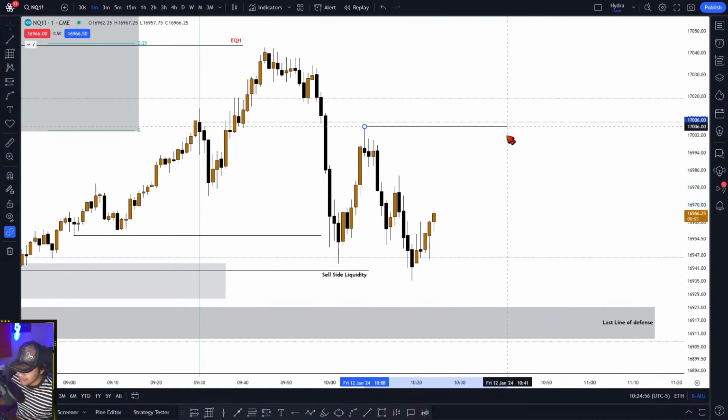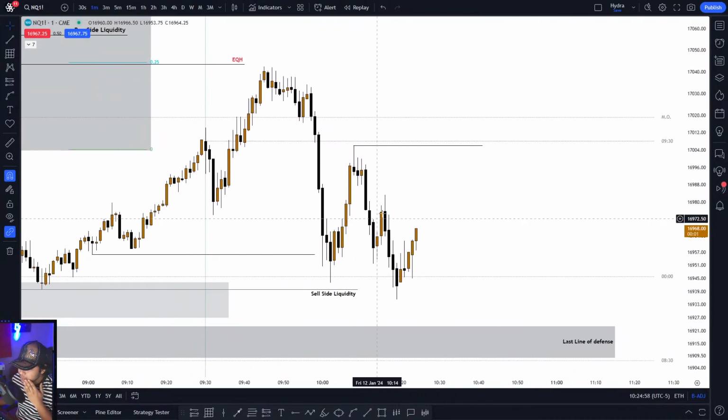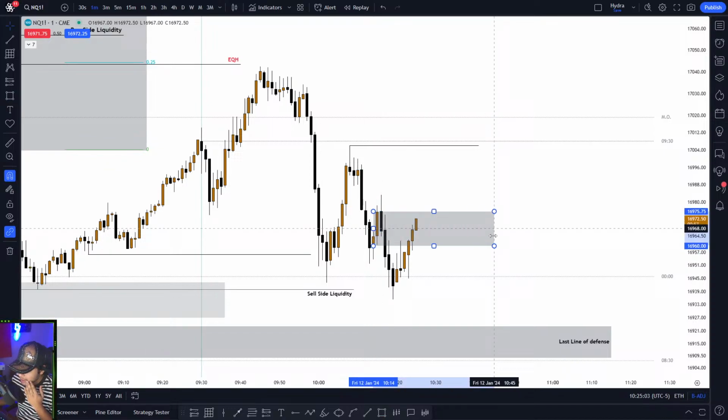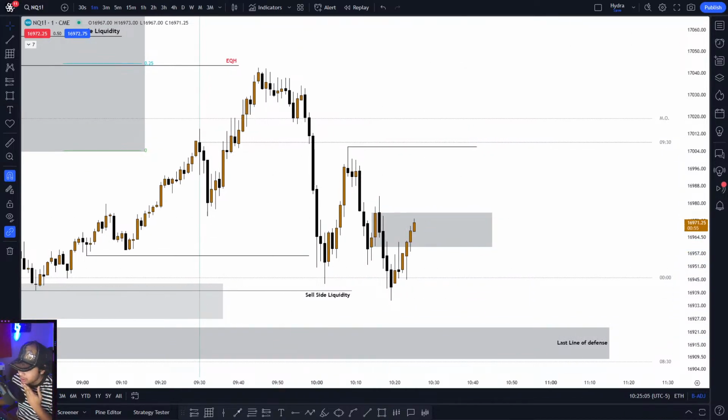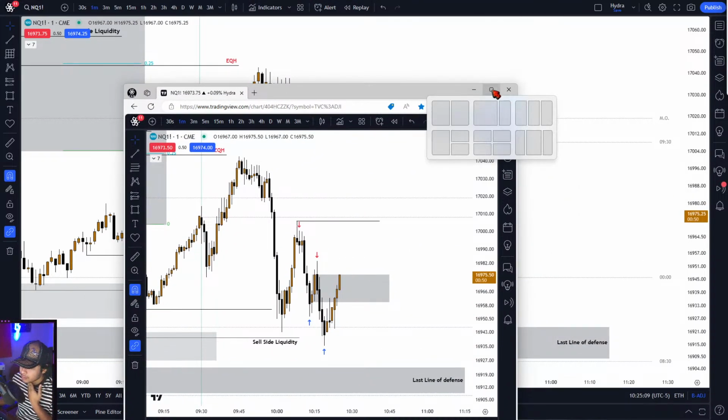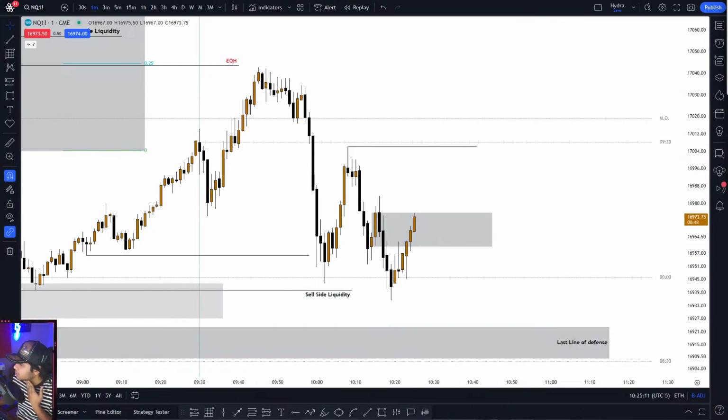So we got equal highs up here. Do you guys see that? We got a breaker. So again, possibly we'll have another trade idea to demo. I'm just gonna go to my demo account and we'll see what we can do here.